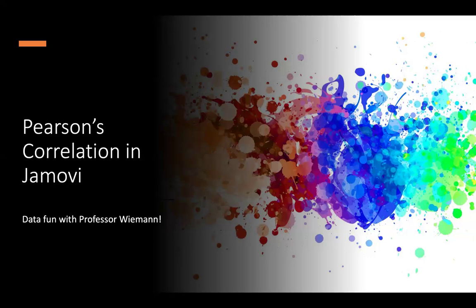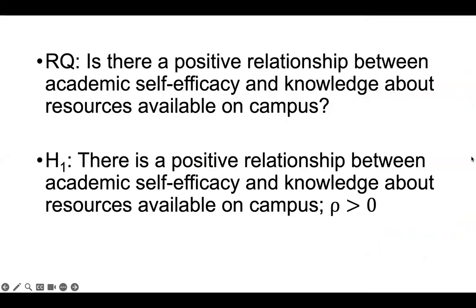So for a Pearson's R, we're looking at a linear relationship between two continuous variables. In this case, my research question is: is there a positive relationship between academic self-efficacy and knowledge about resources available on campus? Another way to phrase this would be, do students who tend to score higher on academic self-efficacy also tend to score higher on knowledge about resources?